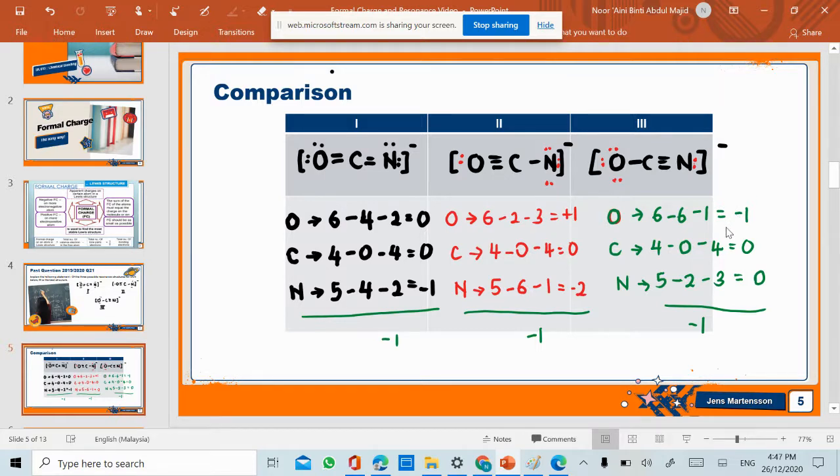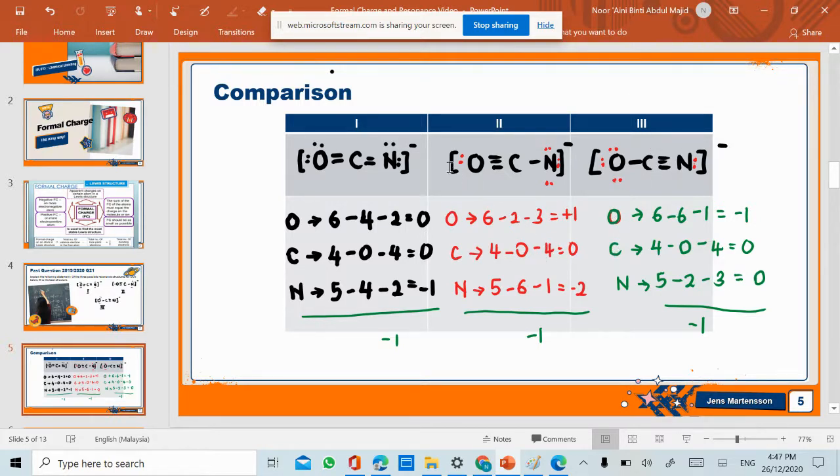Okay, now, which one is the best? For structure number 2, I think we can eliminate this from our answer. We can neglect this as our answer, because as you can see, it has positive 1 and negative 2, which is quite far from 0. By the way, the answer is given as number 3.